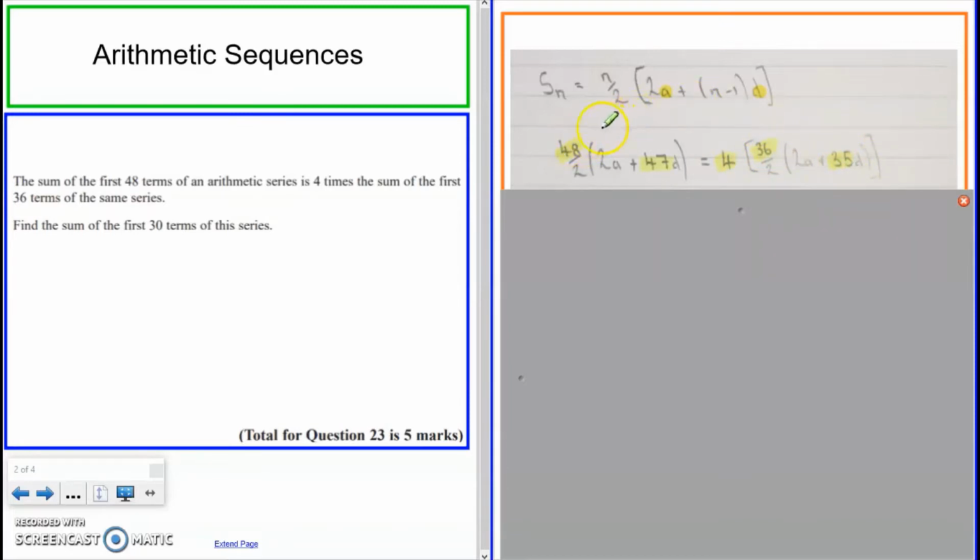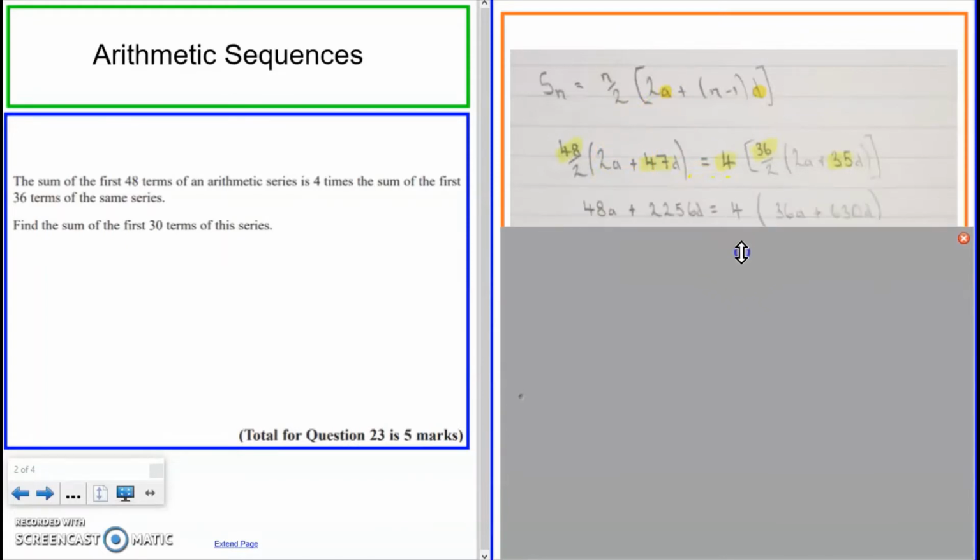I've inputted my n value into the equation, but of course I don't know the first term or the common difference yet. I've just gone ahead and simplified it slightly. So I've divided this by 2 to make it 24, and then I've expanded the bracket. I've divided this by 2 to make it 18, and then I've expanded the bracket, and I still have the 4 outside of these terms, which relates to the fact that it is 4 times the sum of the 36 terms.